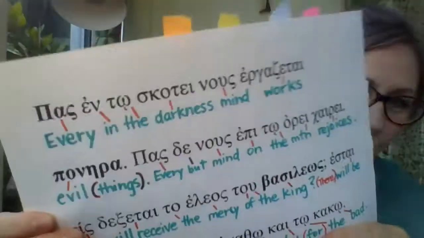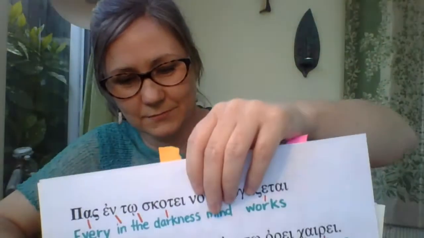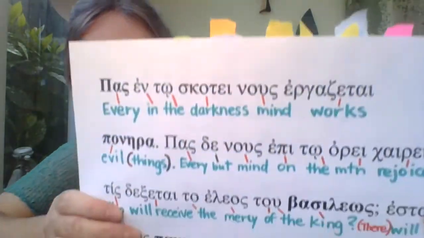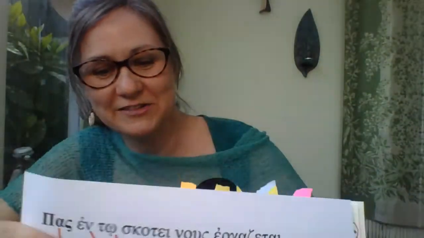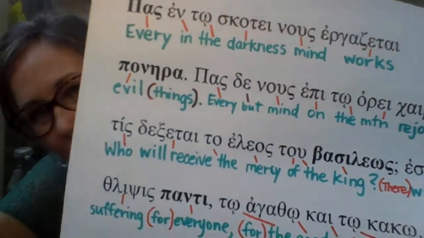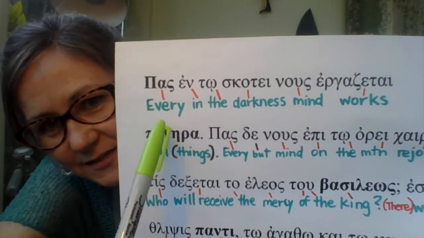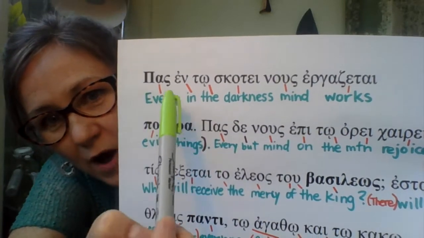Let's go word for word. Why am I trying to hold them all up at once? Is it see-through? No, okay. So pas is every. And then every what?